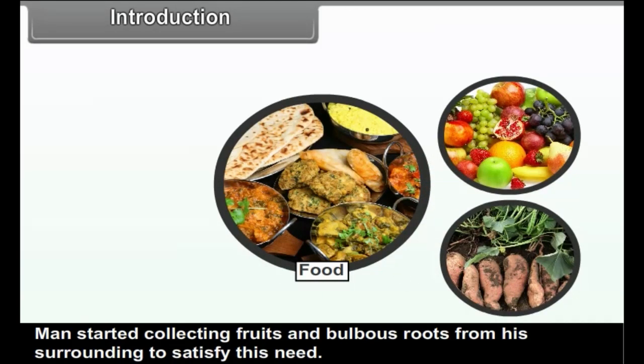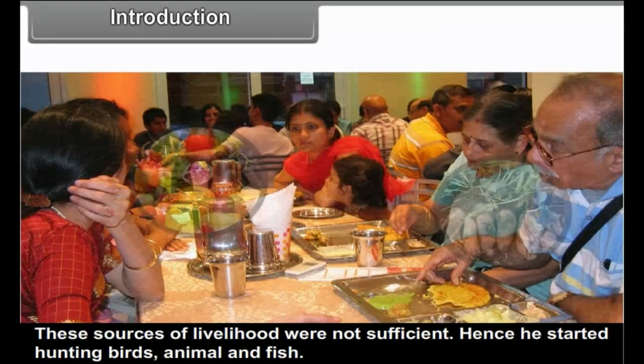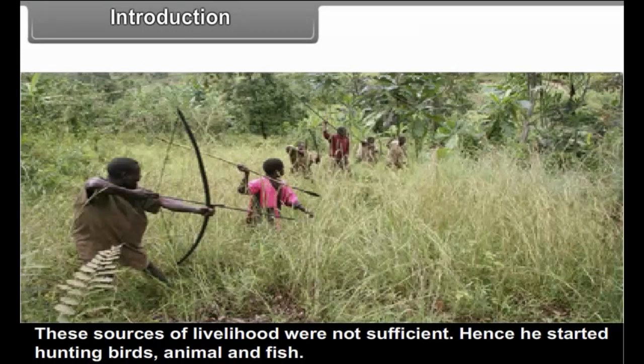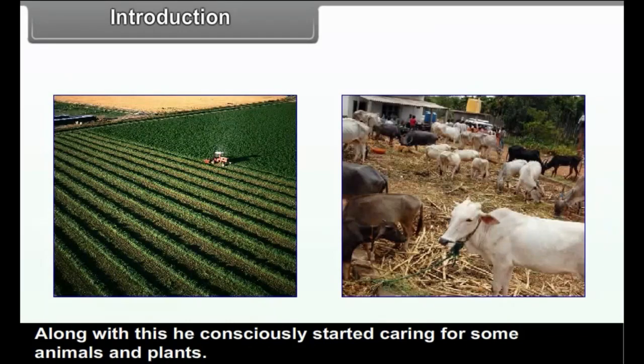Man started collecting fruits and bulbous roots from his surroundings to satisfy this need. These sources of livelihood were not sufficient. Hence, he started hunting birds, animals and fish. Along with this, he consciously started caring for some animals and plants.